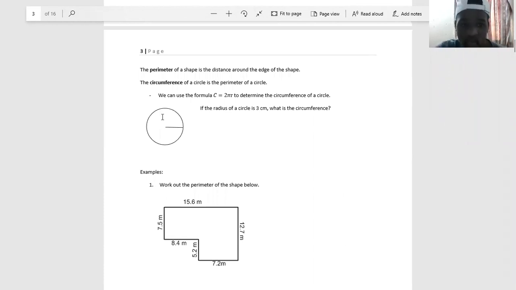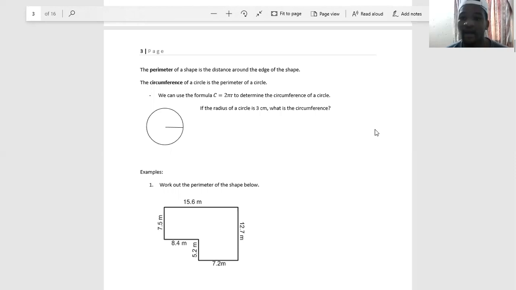So when it comes to your perimeter, the perimeter of a shape is the distance around the edge of the shape. In simplest terms, your perimeter is the outer sum, or calculating the sides out. We don't care what is going on the inner part of the shape that we are given. We only focus on the outer part.